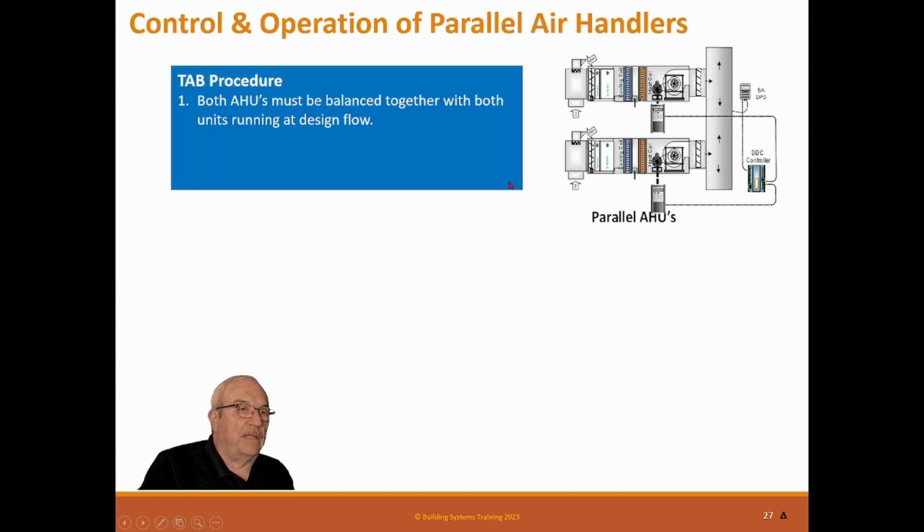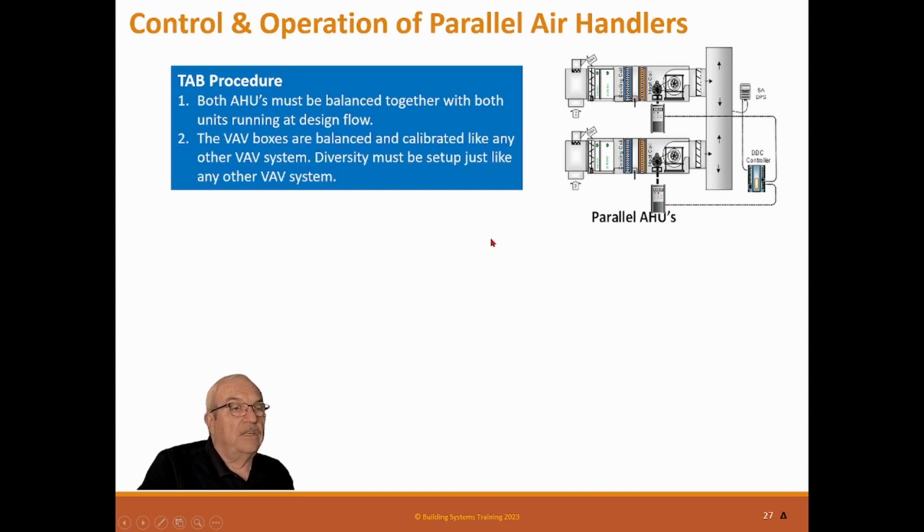And the way you balance these is the same. Both air handlers must be balanced together with both units running at design flow. So you've got to balance them together. Even though one may start up by itself, you still have to balance them together because at maximum flow, they're both running together. The VAV boxes are balanced and calibrated like any other VAV system. Diversity must be set up just like any other system. It's no different, but you're running both fans together because you've got all the boxes to balance.